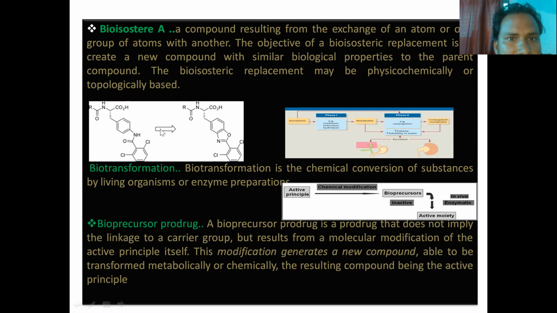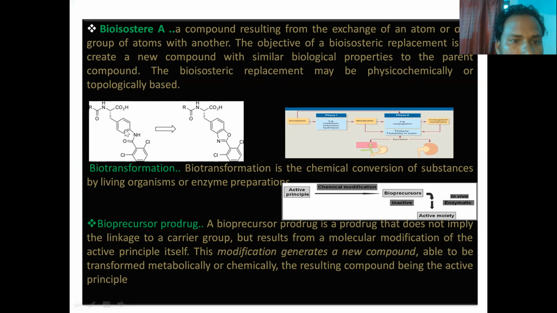Okay, so what is the bioisostere? You can define this bioisostere as being formed by the exchange of an atom or group of atoms with another. Okay, and the objective of a bioisosteric replacement is to create a new compound with similar biological activities, or you can say properties, to the parent compound. The bioisosteric replacement may be physicochemically or topologically based. Okay, so this can be explained by taking this example. This is the parent compound.